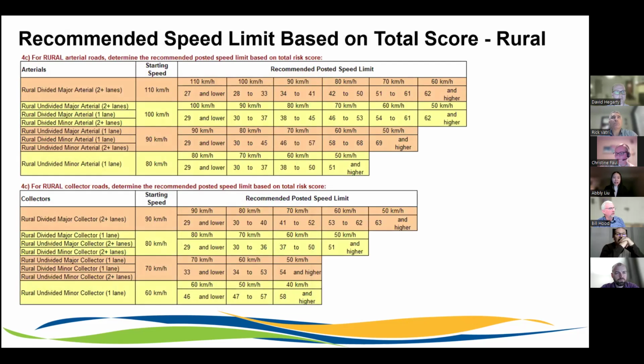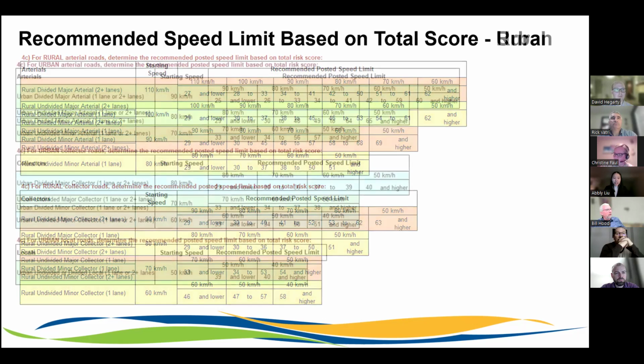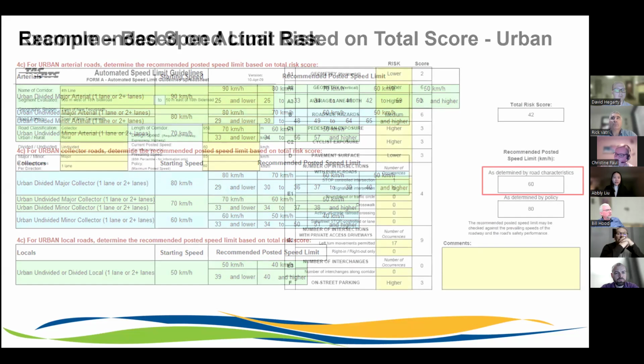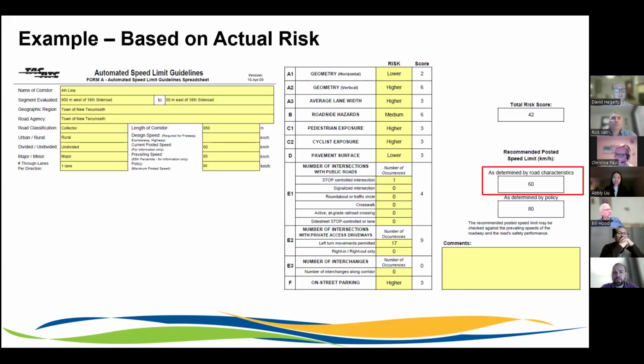And after calculating the final risk score for the road segment, the TAC guideline provides a recommended speed limit based on the risk score. The recommended speeds corresponding to the risk scores for rural roads are shown in the tables on this slide, and the recommended speeds corresponding to the risk scores for urban roads are shown on this slide. And finally, I'll be showing an example of how the guidelines can be applied.